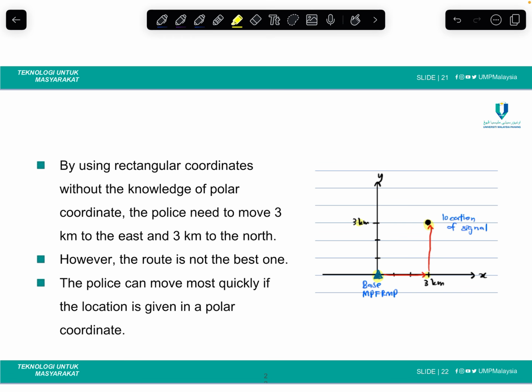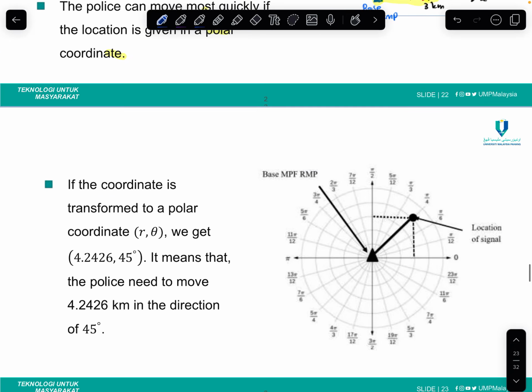By using rectangular coordinates without the knowledge of polar coordinates, the police need to move 3 km to the east and 3 km to the north, right? To reach the location. However, the route is not the best one. The police can move quickly if the location is given in polar coordinates, meaning that the police can go straight away to the location. If the coordinate is transformed into polar (r, theta), we get this value. It means that the police need to move 4.24 km in the direction of 45 degrees. So they can go straight to the place.